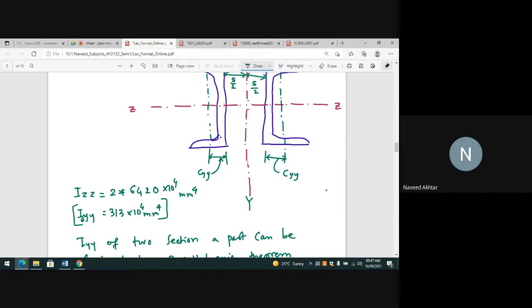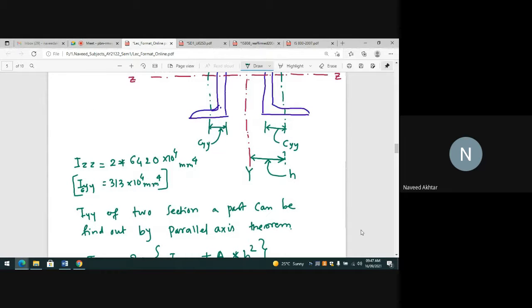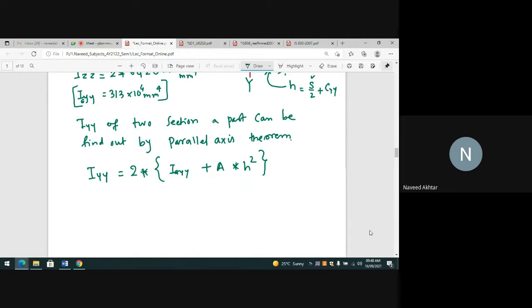H is nothing but the distance of the centroid of the whole body to the centroid of the section. You see the H here: H is equal to S by 2 plus CYY. And this S we have to find out. So if I write it, it will be 2 into IGYY plus A, area, into bracket S by 2 plus CYY, squared.